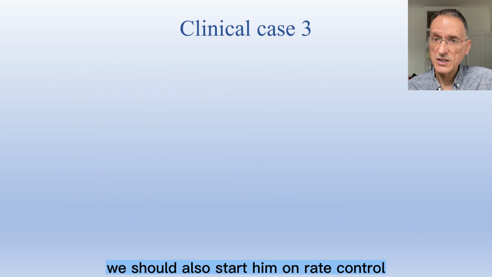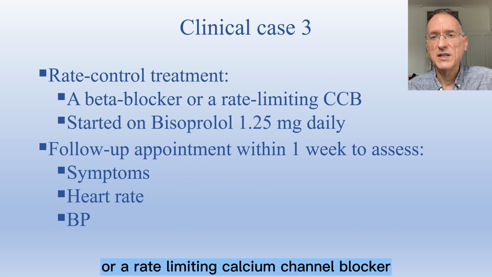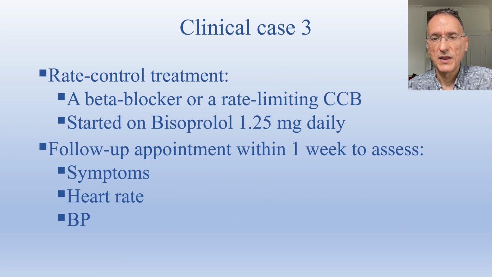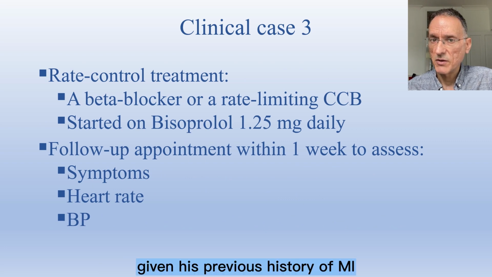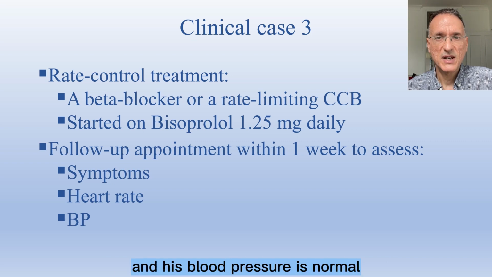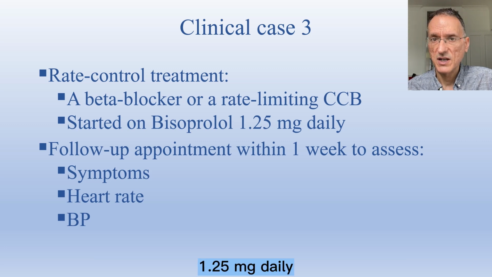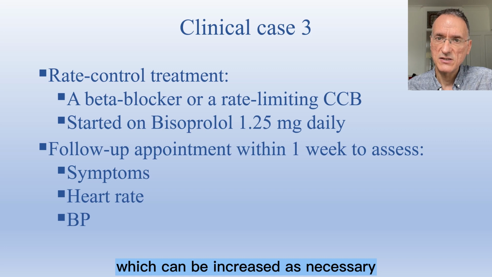We should also start him on rate control treatments such as a beta blocker or a rate limiting calcium channel blocker. Given his previous history of MI, he started on a beta blocker. Because he has no symptoms and his blood pressure is normal, we could give him a small dose of bisoprolol 1.25 mg daily, which can be increased as necessary.